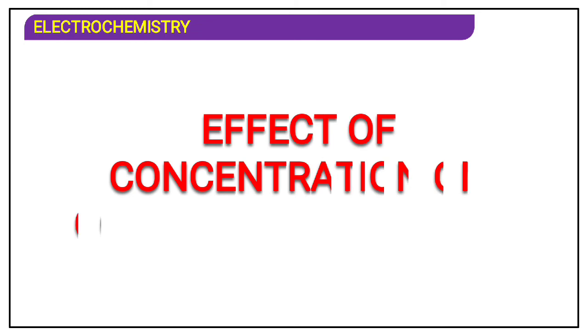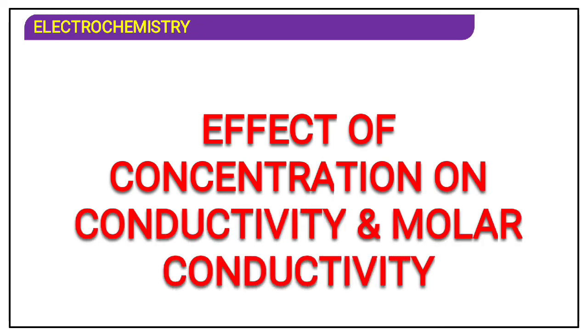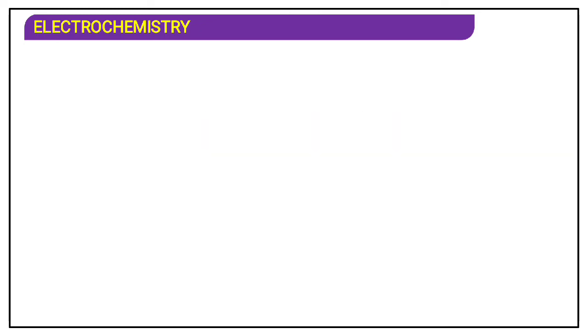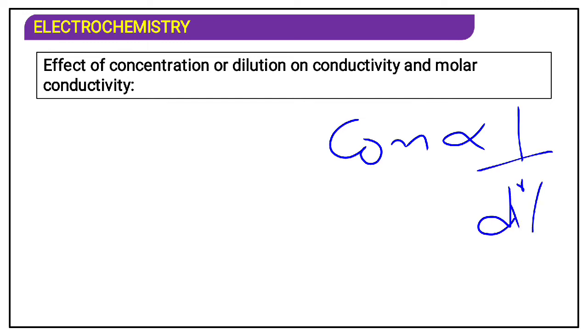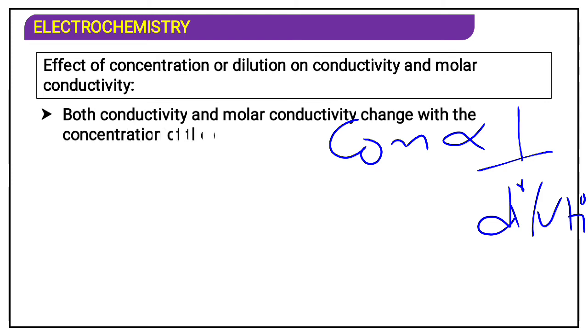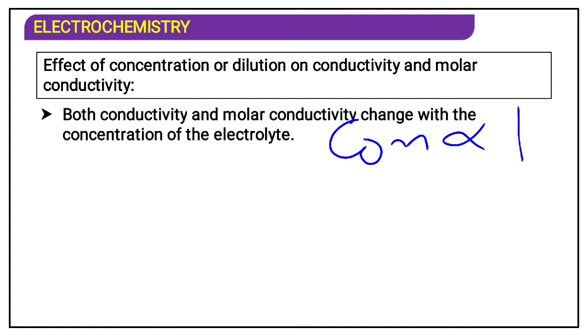Next, the effect of concentration on conductivity and molar conductivity is very important. Concentration is inversely proportional to dilution. When dilution is more, concentration is less. When concentration is more, dilution is less. Both are inversely proportional. Both conductivity and molar conductivity change with the concentration of the electrolytic solution.